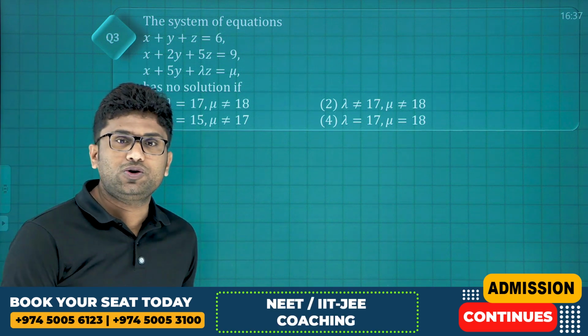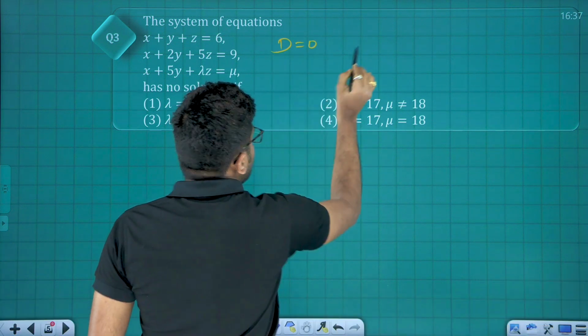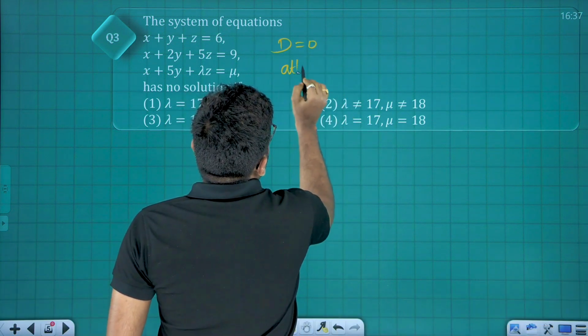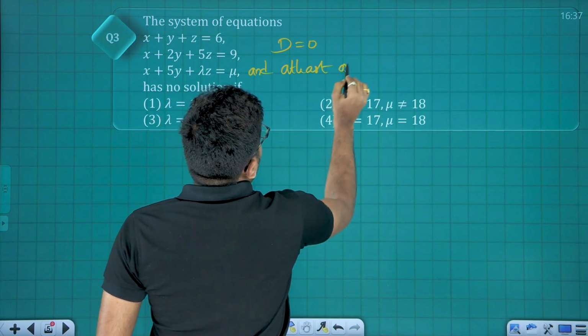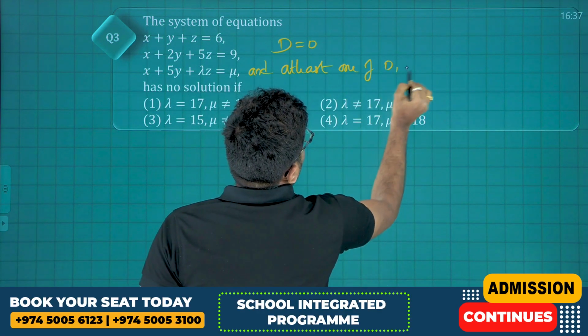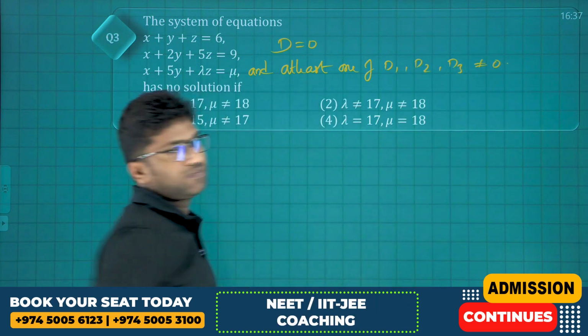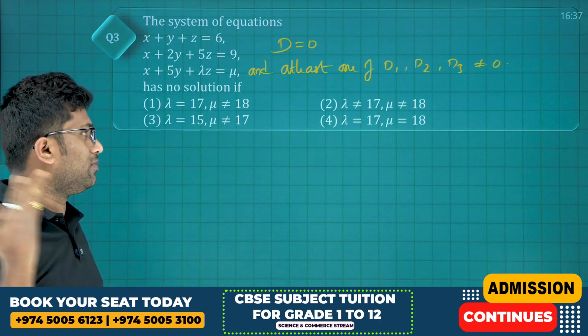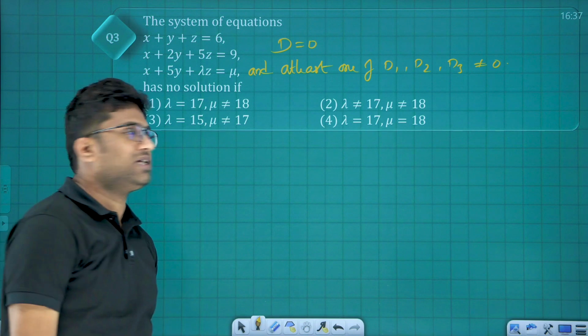The system of equations has no solutions. What do you mean by no solutions? No solutions means compulsorily D should be equal to 0 and at least one of D1, D2 or D3 should be non-zero. At least one, or even all can be non-zero also. So that is why we said at least one of D1, D2, D3 is non-zero.